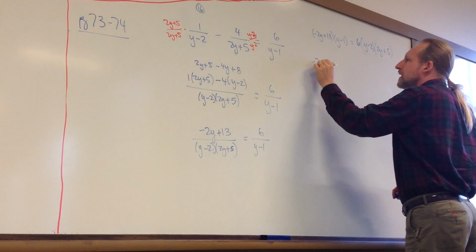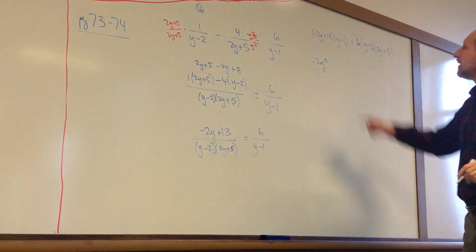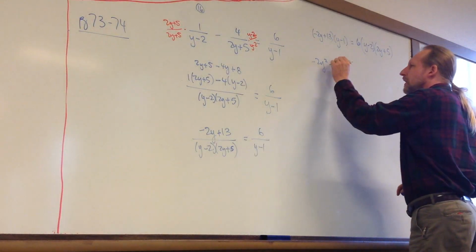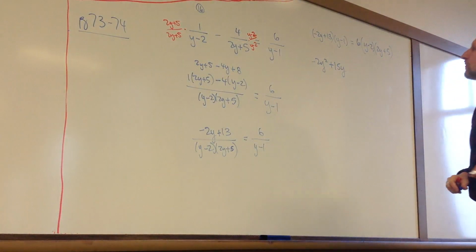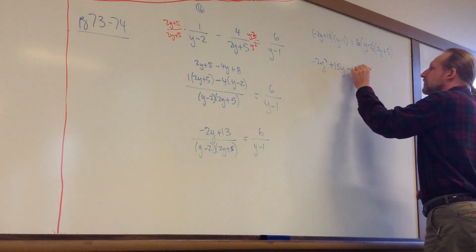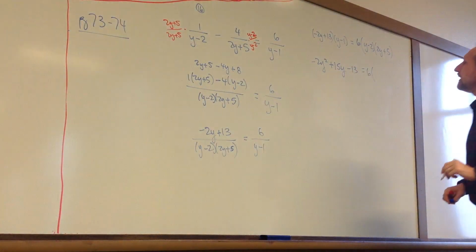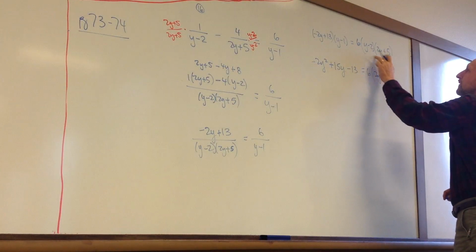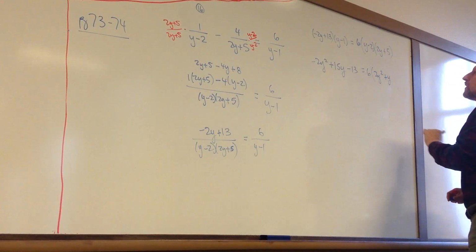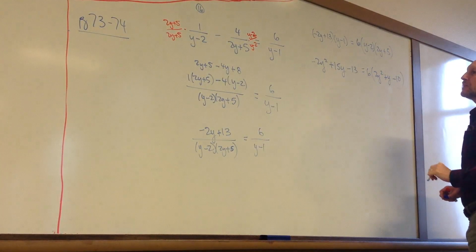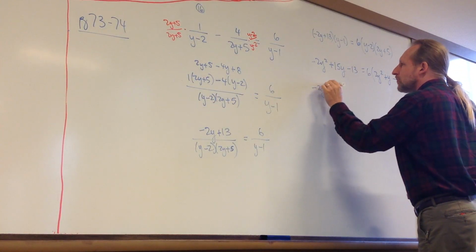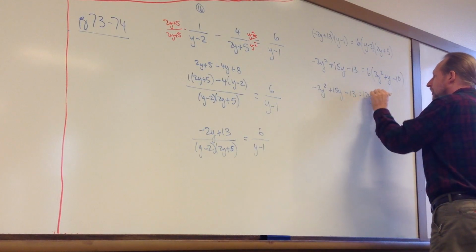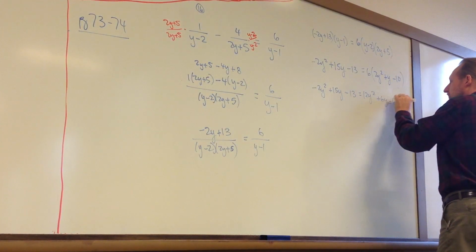So let's see, this will be negative 2y squared, and then plus 2y plus 13y, so that makes plus 15y, and then minus 13. Over here we get 6 times 2y squared plus 5y minus 4y, so that's plus 1y, and then minus 10. So this one stays the same. Over here we get 12y squared plus 6y minus 60.